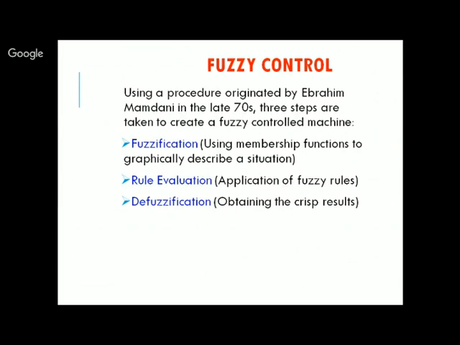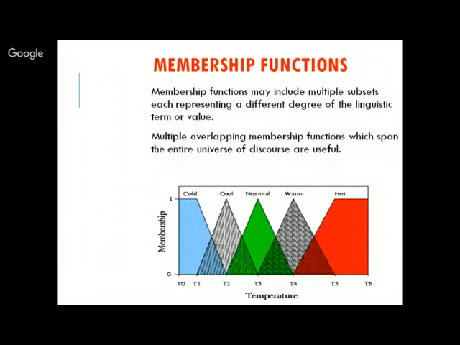Any control problem which you consider has the input values in crisp form only. So what we do is those input and output values in the crisp form have to be converted to fuzzy values, using membership functions, so that we can graphically describe the situation. See here, similar membership functions you can define. Here, the linguistic variable is temperature.